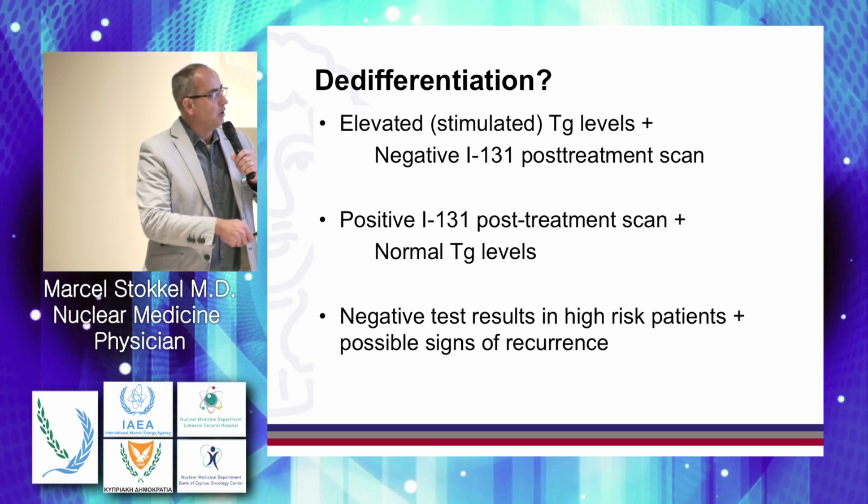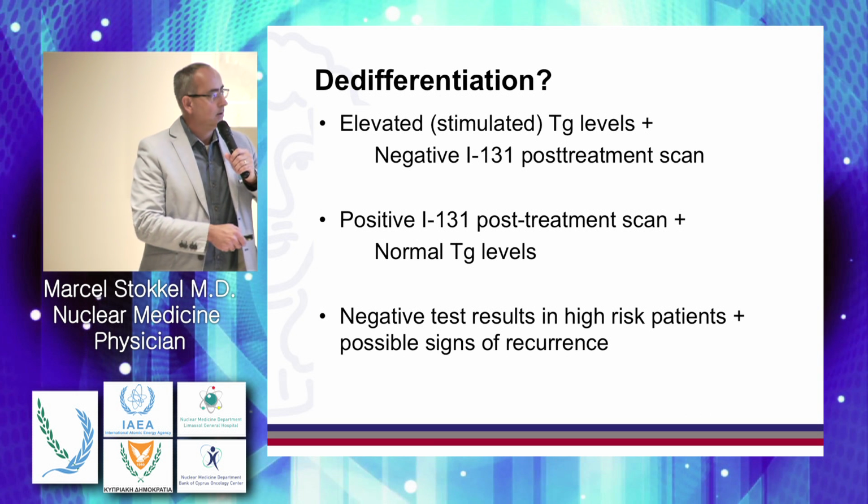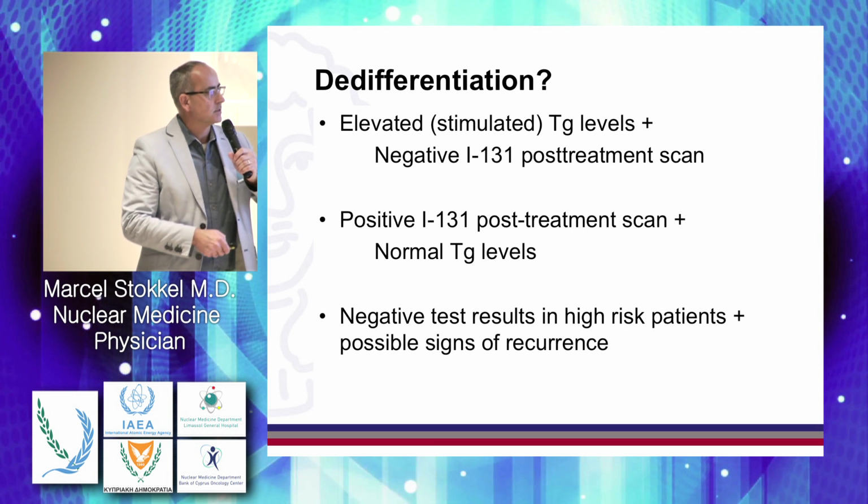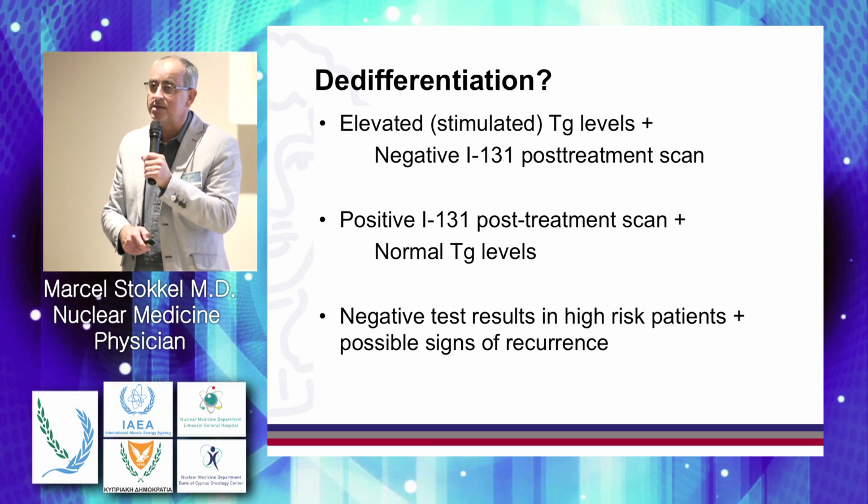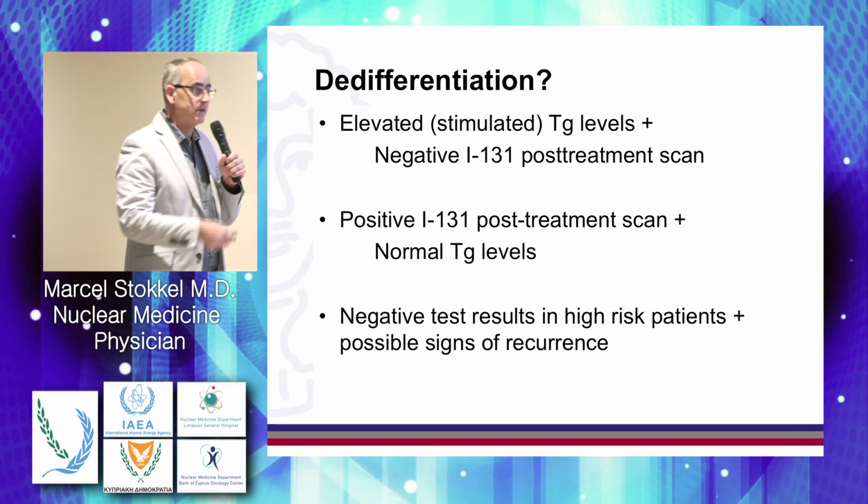And what if both tests are negative? And there is a very, very high chance of recurrent disease. What are we going to do then when the standard tests fail?